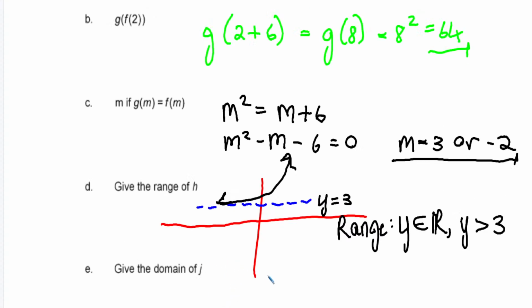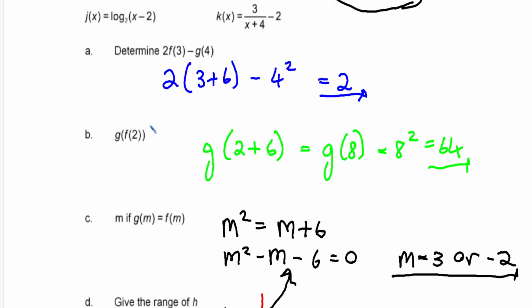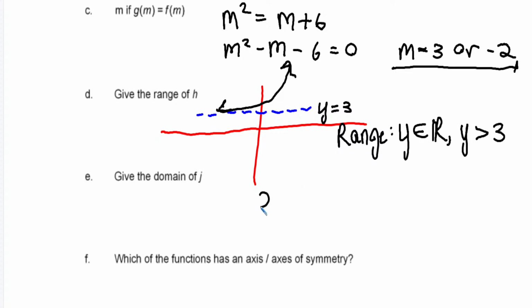The domain of J, let's just look at what J is. J is a log graph. Now, you cannot find the log of a negative number, and you cannot even, in fact, find the log of 0. So in here, we need to have a number that's bigger than 0. In other words, x minus 2 must be bigger than 0. All right? And therefore, x must be bigger than 2.